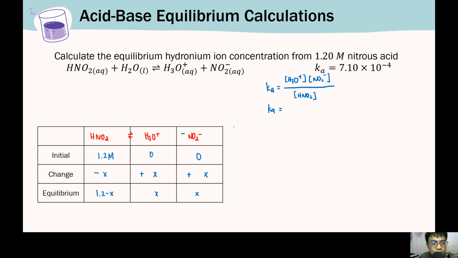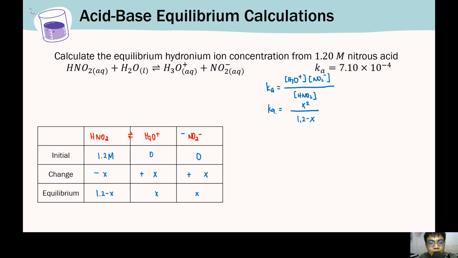Okay, so H3O plus is just X, same as NO2. So that will be X times X, right? So I'll write X squared because you just need to multiply X with another X. So that's just X squared. And then for the HNO2, that's 1.2 minus X.